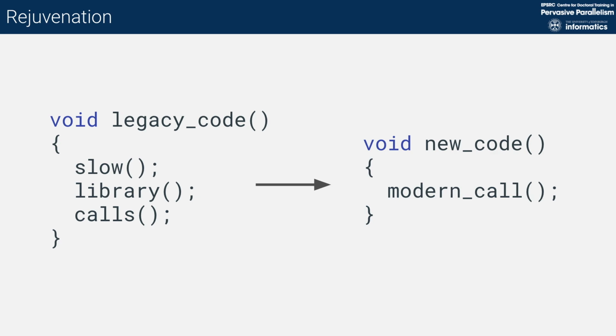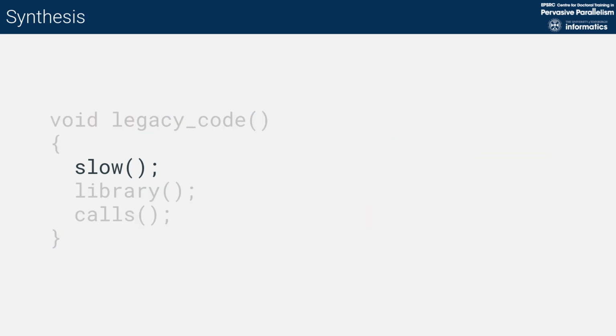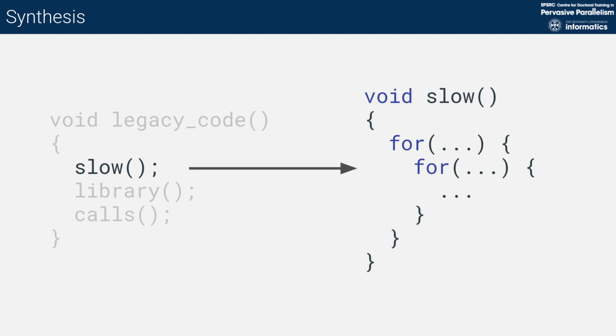To do this, we use program synthesis to learn the behavior of each individual library function. For example, taking the slow function from the legacy application, we use program synthesis to learn the code implementing that function. This allows us to inline the code back into the legacy application and analyze it using modern compiler techniques and toolchains, even if we didn't know the source of the slow function in the first place.